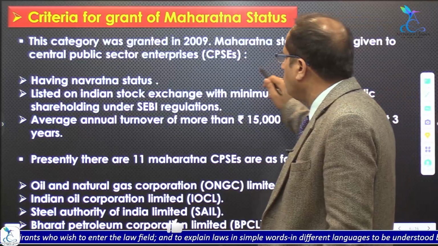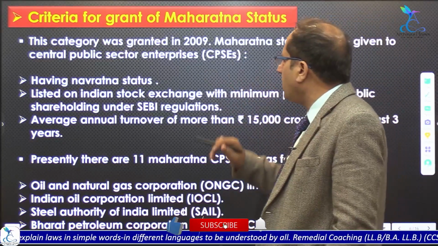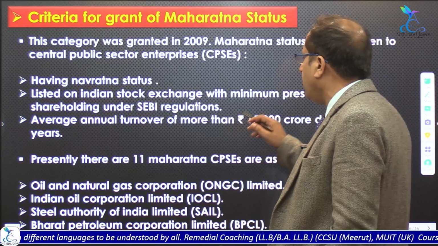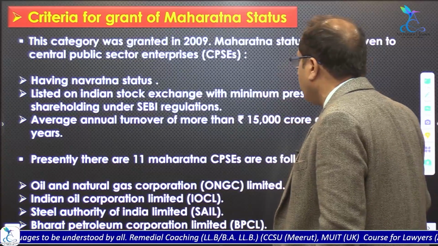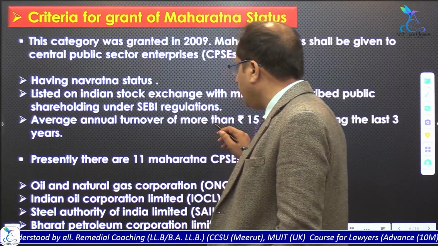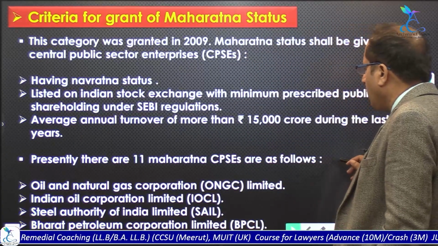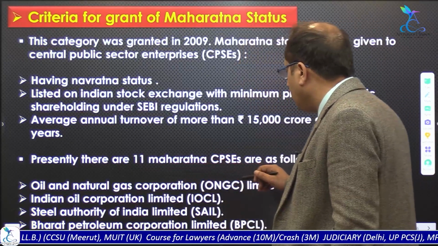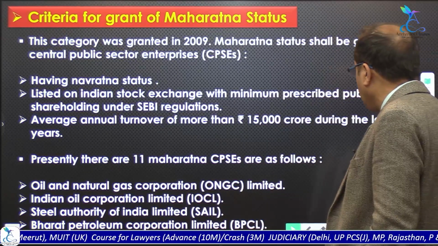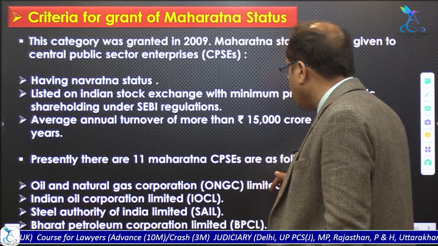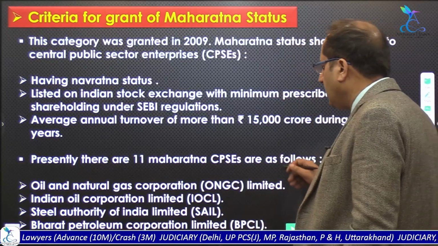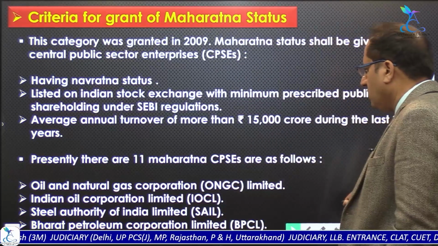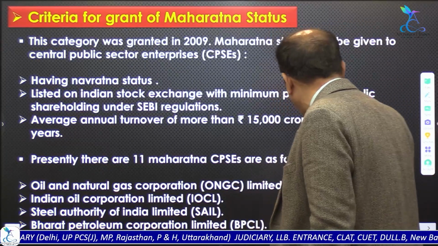Maharatna status shall be given to Central Public Sector Enterprises (CPSEs) having Navratna status, listed on the Indian stock exchange with the minimum prescribed public shareholding under SEBI regulations, and an average annual turnover of more than 15,000 crore during the last 3 years. Presently, there are 11 Maharatna CPSEs, as follows: Oil and Natural Gas Corporation (ONGC) Limited, Indian Oil Corporation Limited (IOCL), Steel Authority of India Limited (SAIL), Bharat Petroleum Corporation Limited (BPCL).